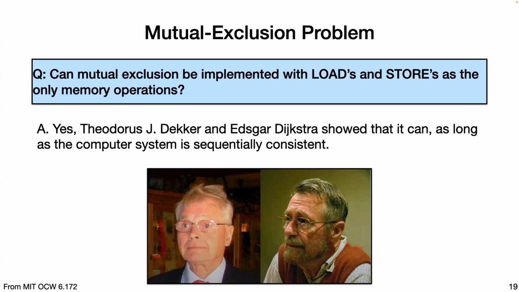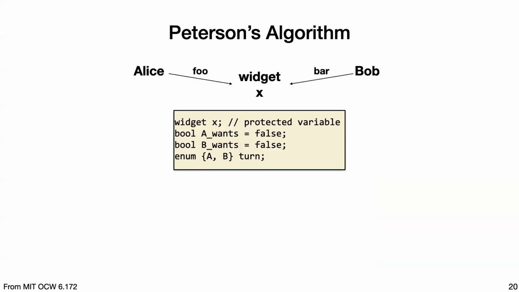Their algorithm is kind of complicated, so I will use a simpler algorithm called Peterson's algorithm to illustrate how you do it. Let's say we just have 2 threads, Alice and Bob, and we have some shared variable X, and both of them want to apply some function onto X. Alice is applying foo, and Bob is applying bar. They should not do it at the same time, because for mutual exclusion, you want only one of them accessing it at one time. So X is the protected variable.